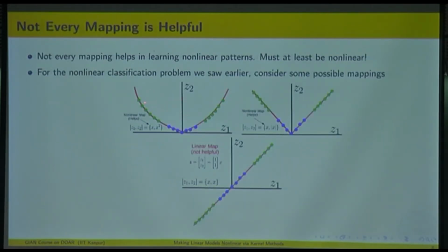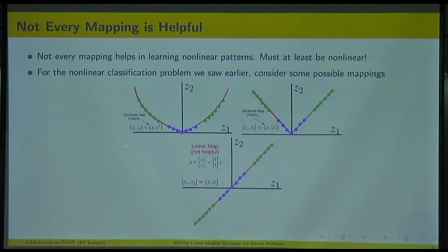For the first case, as you can see, clearly this mapping helps because, suppose this is again the classification problem, the first mapping helps. I can learn a linear classifier. The second mapping also helps. It's not the same as the first mapping. I'm mapping each x as x comma mod of x. Okay, so again, this is separable.